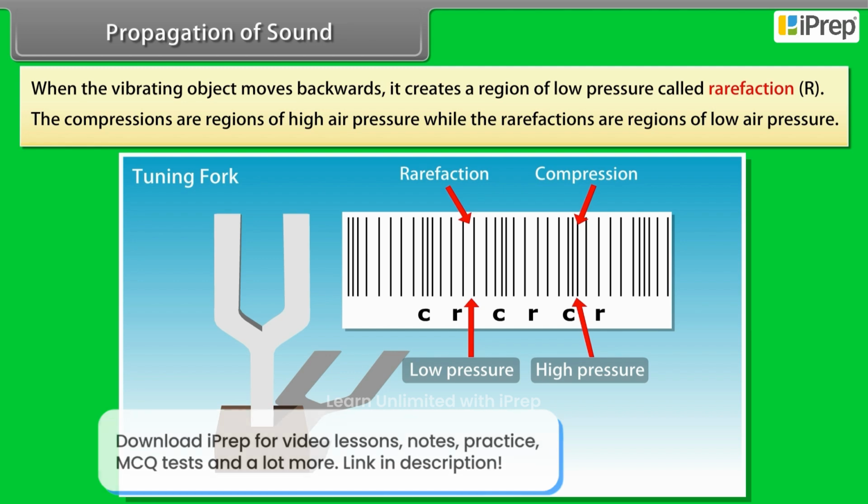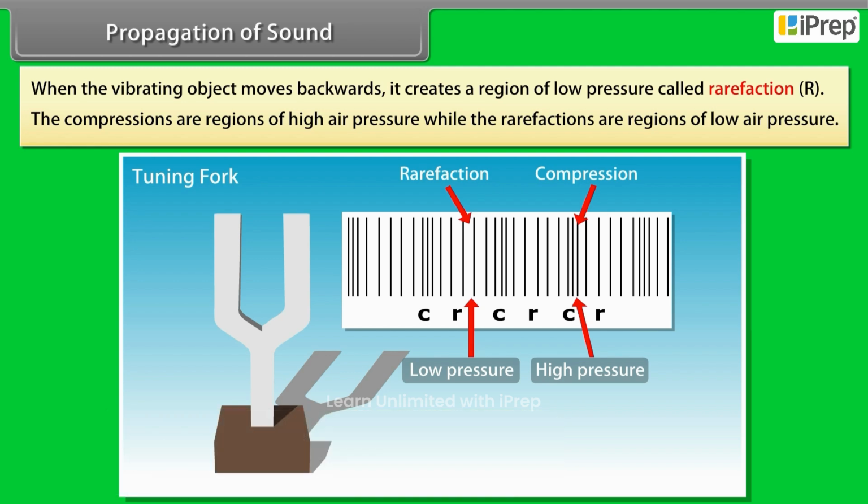Look at this image. It shows a sound wave created by a tuning fork and propagated through the air in an open tube. These are the regions of compression, and these are the regions of rarefaction.